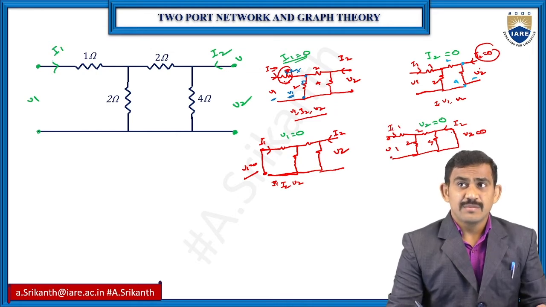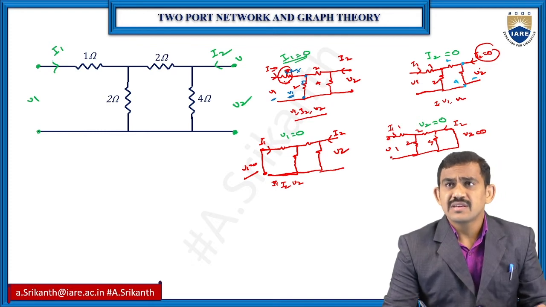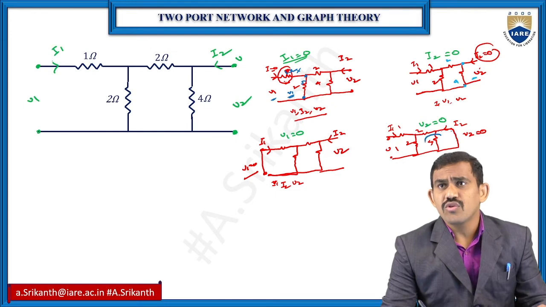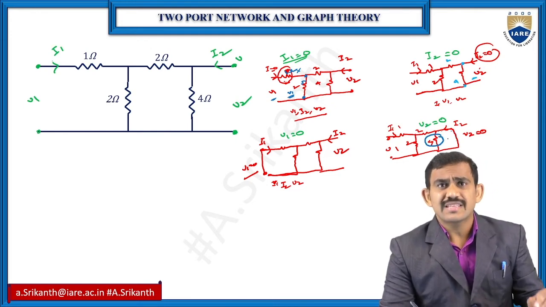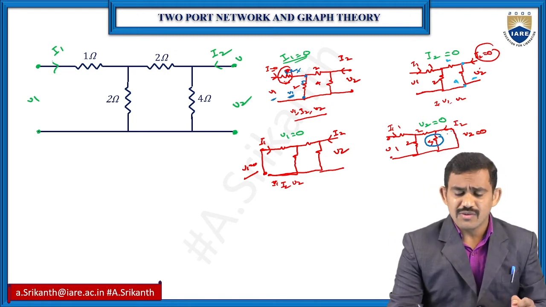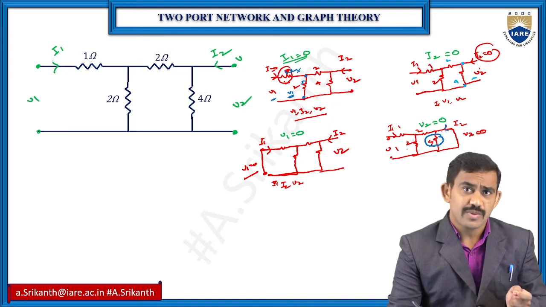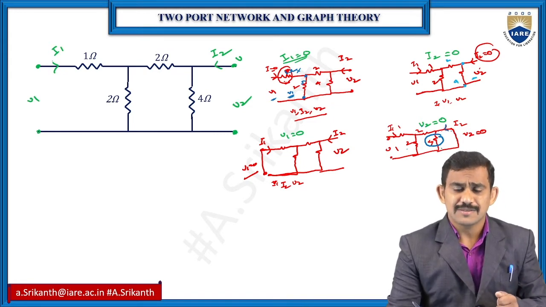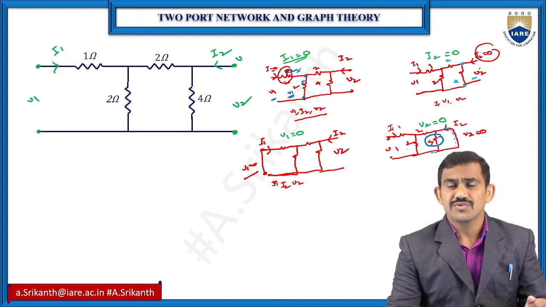Coming to here, I2 is 0 means the current flows only through the short circuit. So what about the 4 ohms? The 4 ohms no need to consider. The short circuit path has high current, while the 4 ohm path has only a small current, so no need to consider the 4 ohms. We have only one path, with only 2 ohms, 2 ohms and 1 ohm. The 4 ohm is a short circuit path, so no need to consider that resistor. We have current flow only in this path, so we can find out the I2 value.